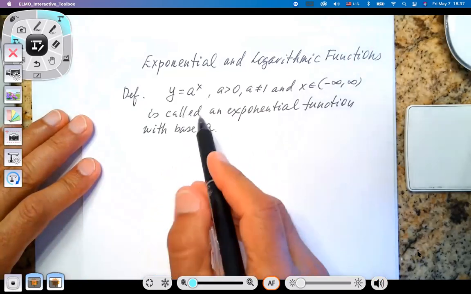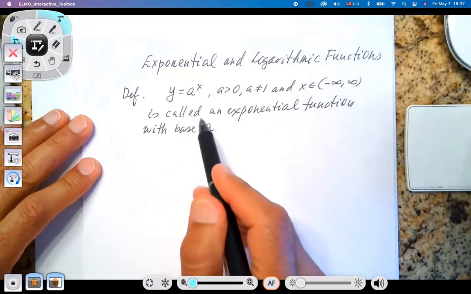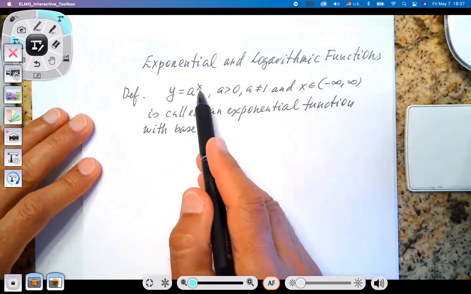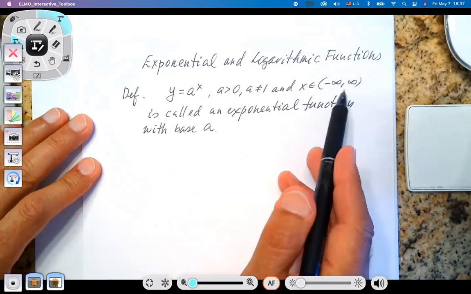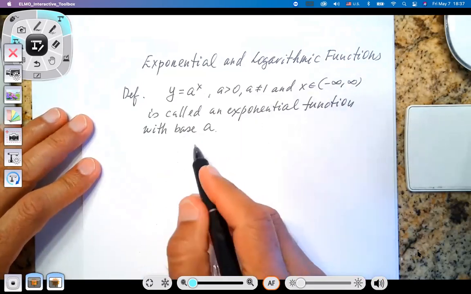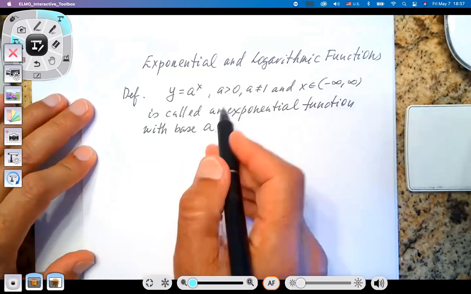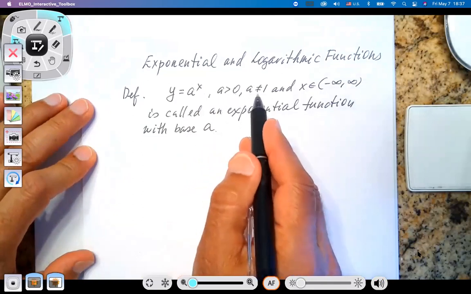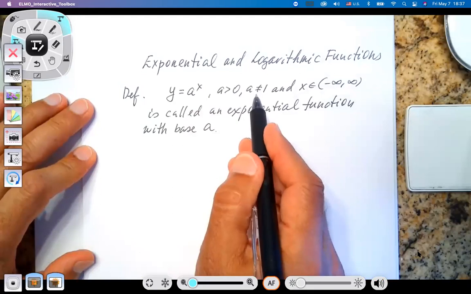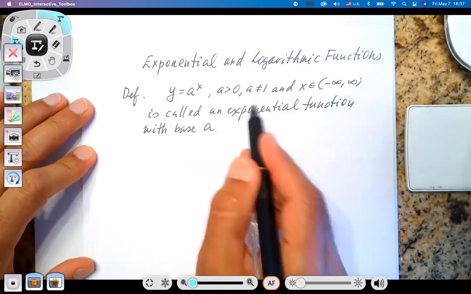So again, this is the definition of the exponential function with base a, where a is the base, x is the exponent, a positive does not equal 1, and x is any real number. To avoid complex numbers, we're assuming a is greater than 0. To avoid the trivial case, we're assuming a is not 1. Otherwise, 1 to any power is 1, you get a horizontal line.